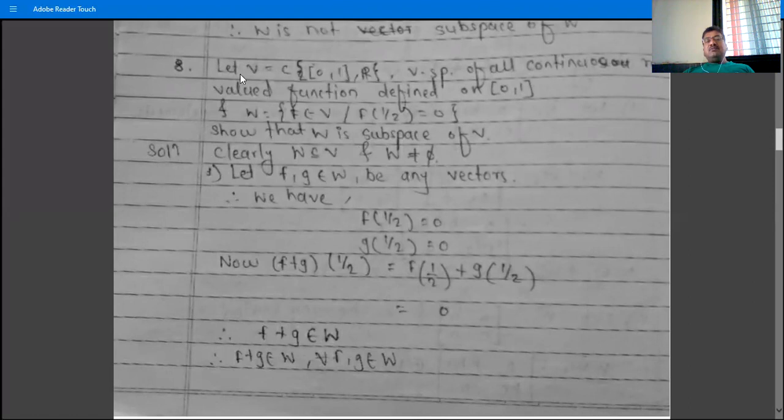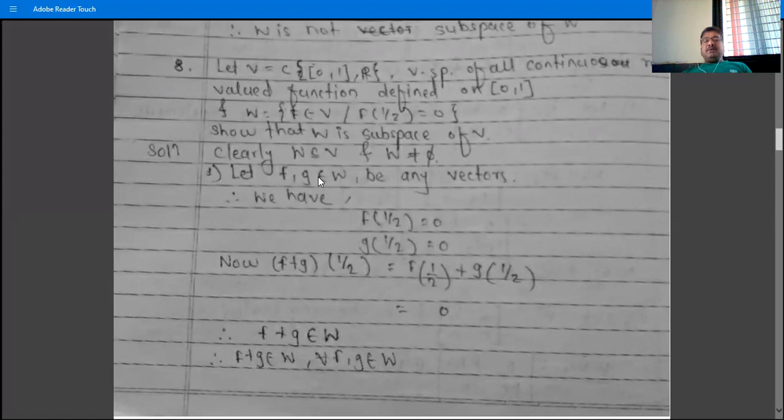Now V is the set of functions, that's why we take the notations F, G, H, I for the elements of W or V. So let F and G belong to W, be any elements of W. Now what do we have? F of 1/2 is 0, G of 1/2 is 0, because F and G are elements of W, meaning F and G both satisfy this condition.